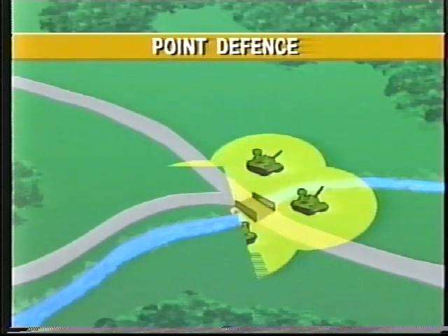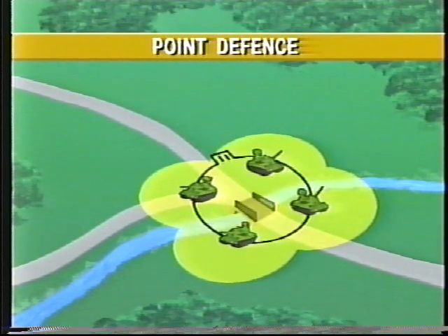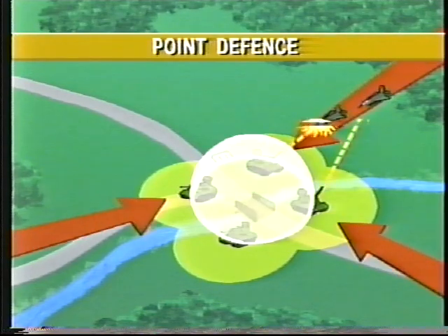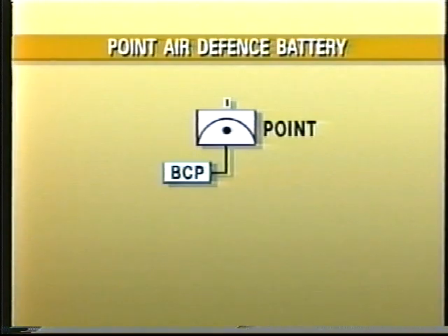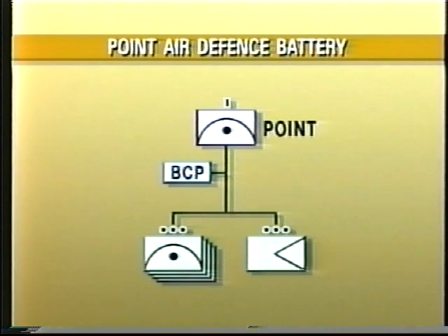The point air defense batteries cover vital sites, mainly within the division's rear area, and can provide for the intimate air defense of selected maneuver elements. A battery comprises a command post, 4-point troops, each with 4 Gepard fire units, and a support troop.